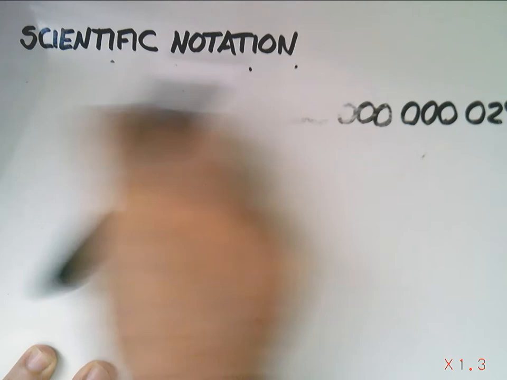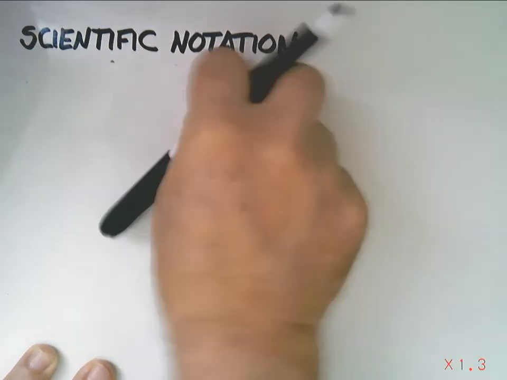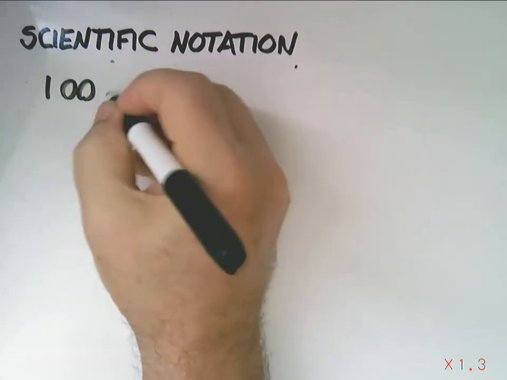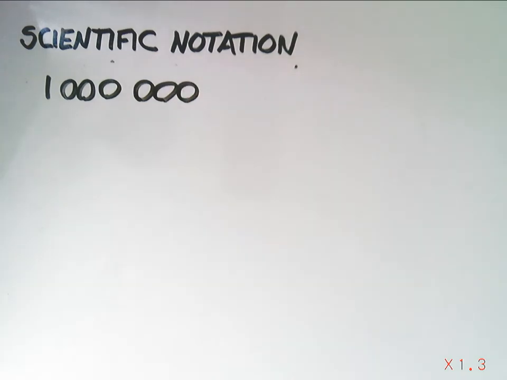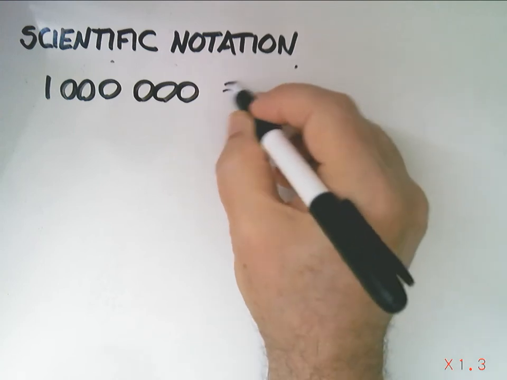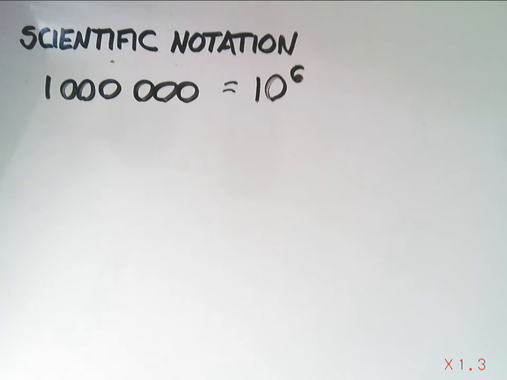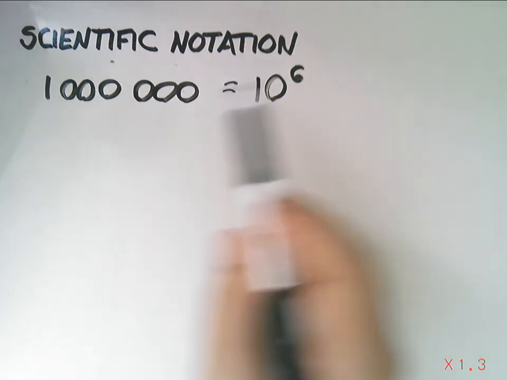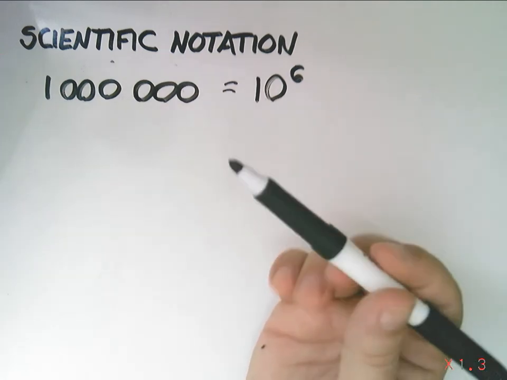Scientific notation lets us get away with not writing down all those zeros. Suppose I had a number like 1,000,000. 1,000,000 is a 1 with 6 zeros after it. Well, in scientific notation, I can write that down as 10 to the 6th power. Now, you can think of it like this. The exponent tells you the number of zeros that you write after the 1. That's one way to think about it.